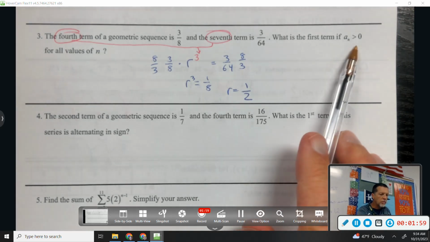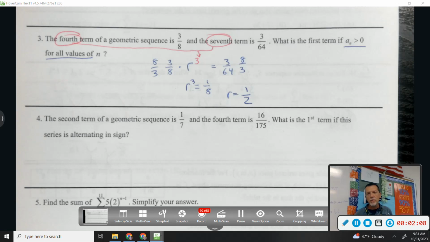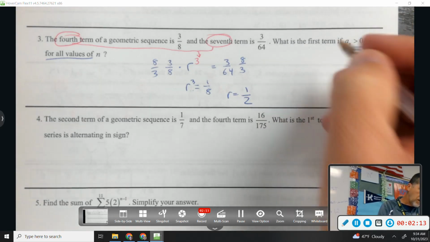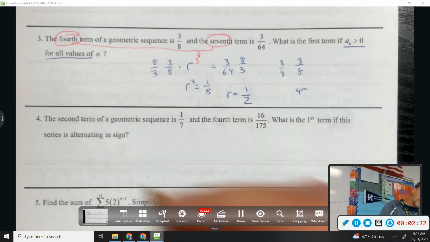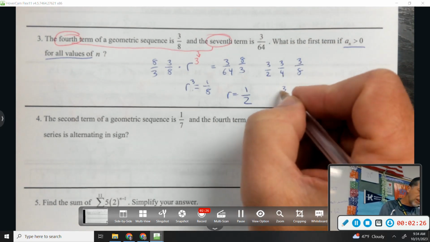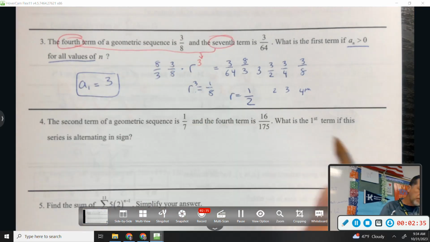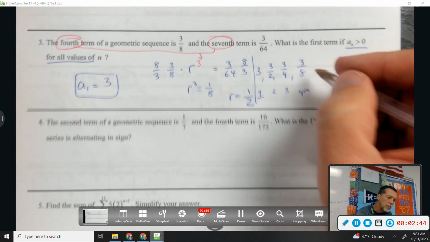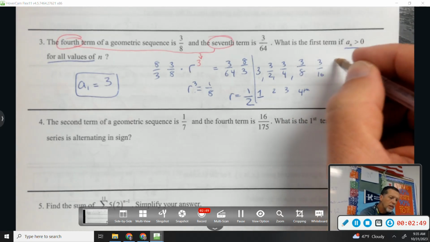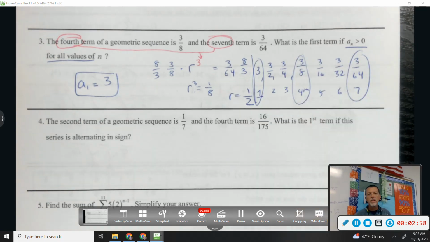What is the first term if a sub n is greater than 0 for all values of n? They didn't really need this statement on this one, because r cubed is going to have to be positive 1/2. What is the first term? Okay, well, 3/8 is the fourth term, so that means 3/4 was the third term, 3/2 was the second term, and then 3 was the first term. I did that just counting backwards, because I know it's multiplying by a half moving forward, dividing by a half going backwards. And while I'm here, to verify, the fifth, sixth, seventh term is 3/64. That's a little overkill on checking things, but now I feel really good about that answer.